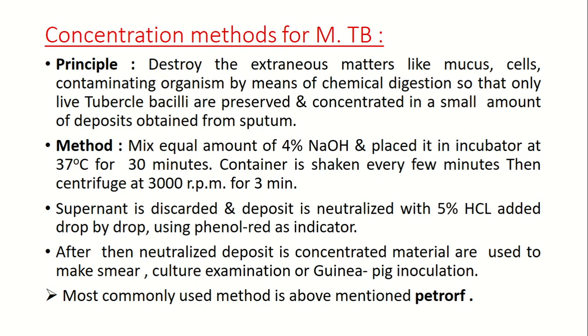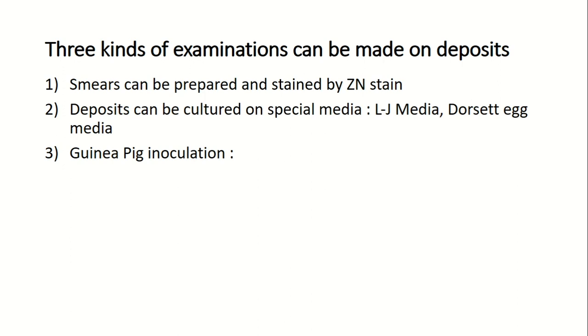This is how unnecessary material gets destroyed and you get a proper diagnostic material, and on that material you go for the Zn stain, immunofluorescence or whatever test you are going to perform. Sometimes, apart from the Zn stain, you go for culture on media like Lowenstein-Jensen media, and sometimes for guinea pig inoculation, that is an animal experimental study. So the concentration method is useful when there is a low quantity of sputum or it is mixed with contaminating material.